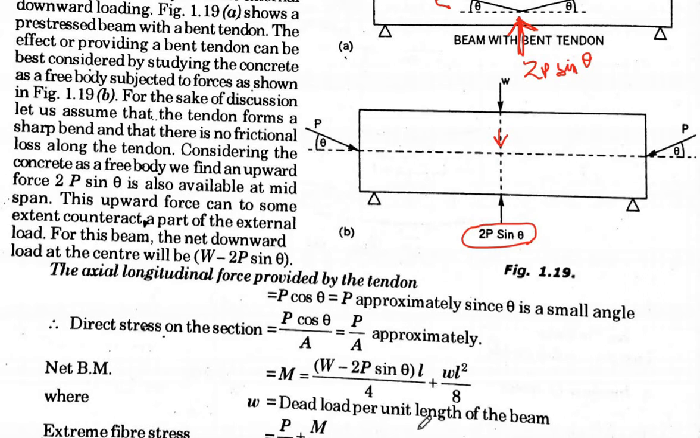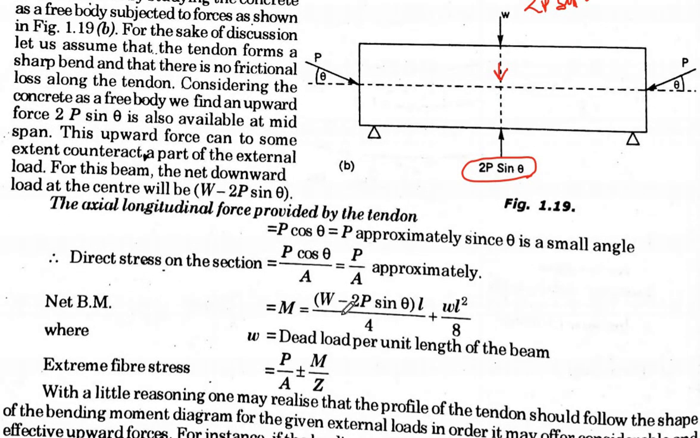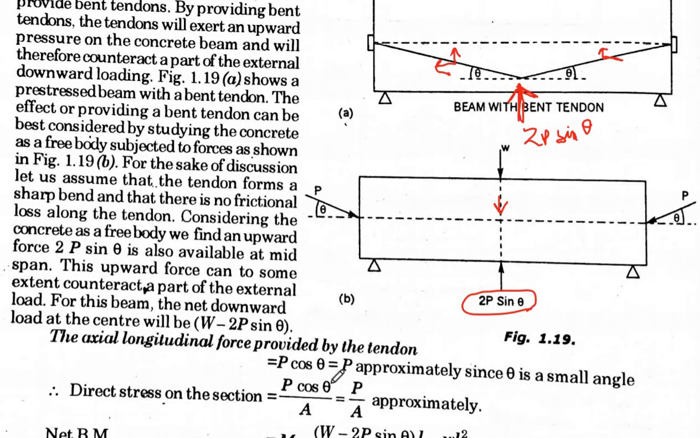So now we have the dead load and live load. So the extreme fiber stresses will be how much now? The direct stress, which is uniform throughout the beam, P by A, as well as the net stress due to the bending moment, due to this point load and the UDL, we will have plus minus M by Z. So in this way we can find out the stresses for the bent tendons.